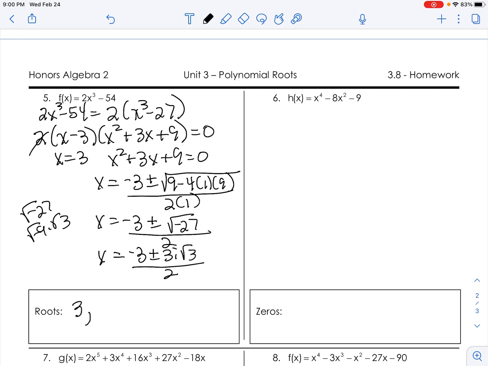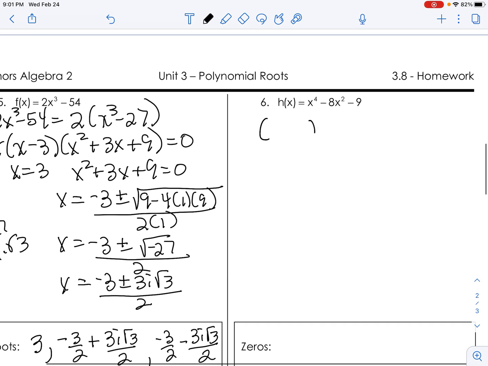All right. So my first root is 3. The next one is negative 3 over 2 plus 3i root 3 over 2. And negative 3 over 2 minus 3i root 3 over 2. If you want to write them together, that's totally fine. You could write them as negative 3 over 2 plus or minus 3i root 3 over 2.